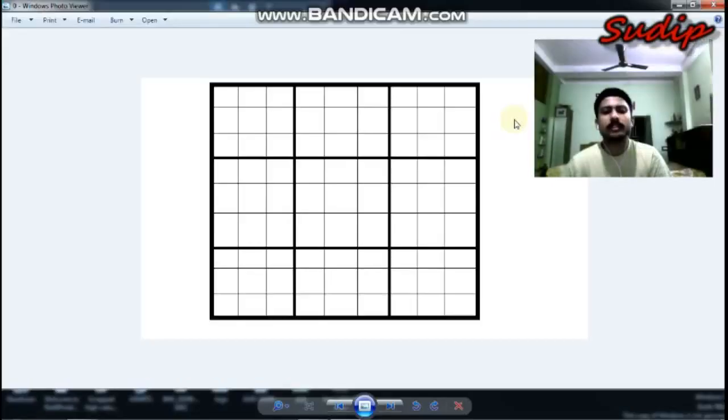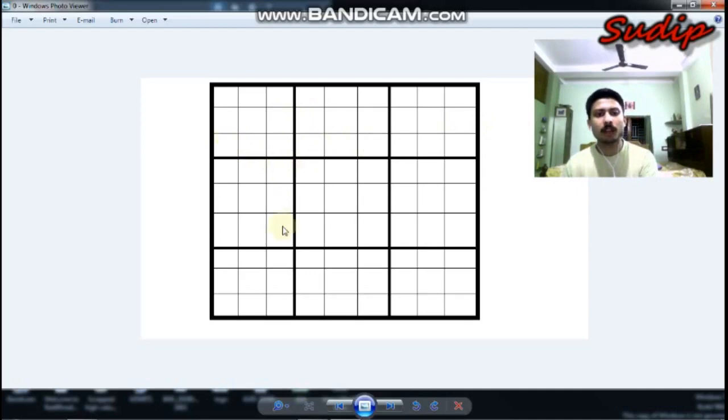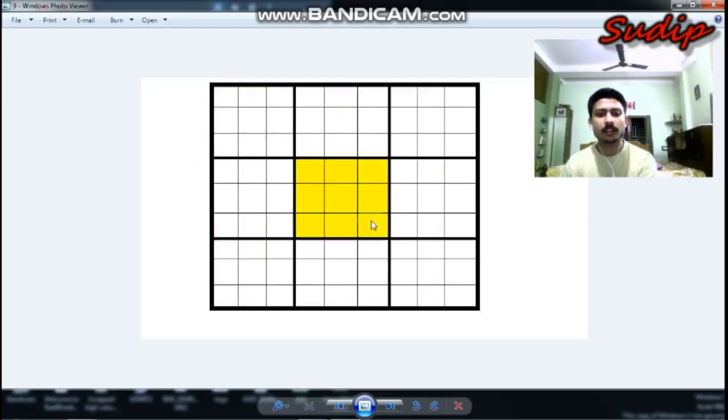Today we will watch how we can solve a sudoku problem. Hello guys, this is a sudoku board. What we have to do is fill the rows, columns and each of the squares of this type with the numbers 1 to 9. No number will be repeated and all numbers will be there, in these rows, these columns and these squares.